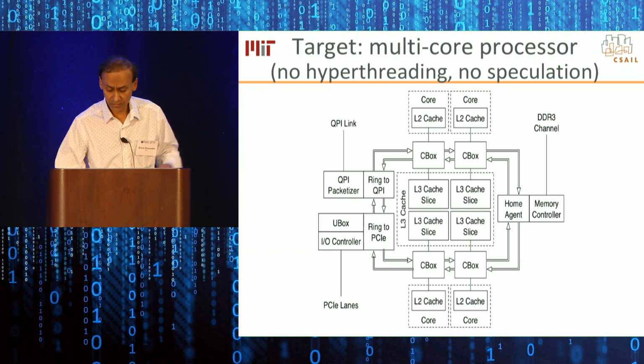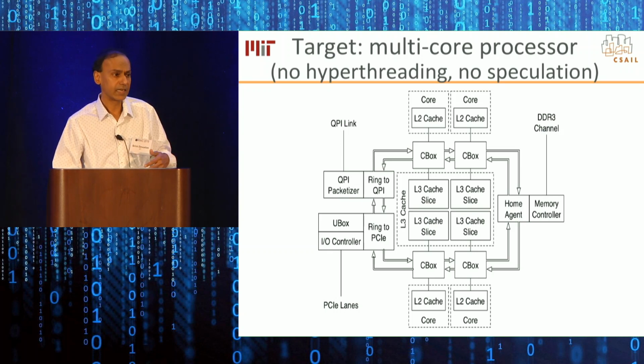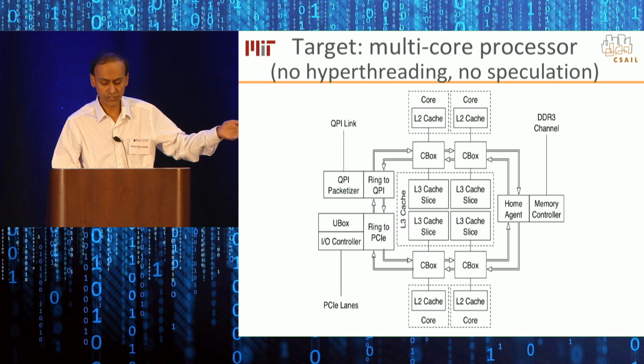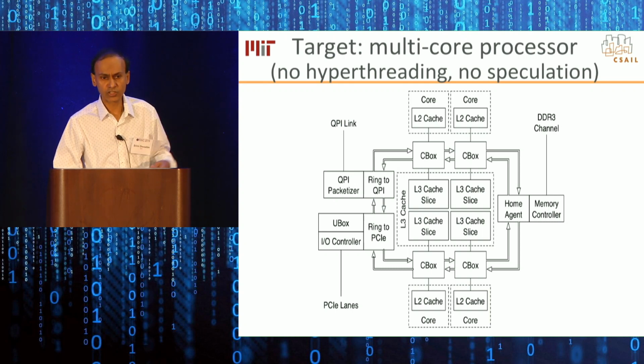And so this particular processor we built did not have hyperthreading in it. It's a RISC-V Rocket, no speculation. So the number of microarchitectural side channels was much less.